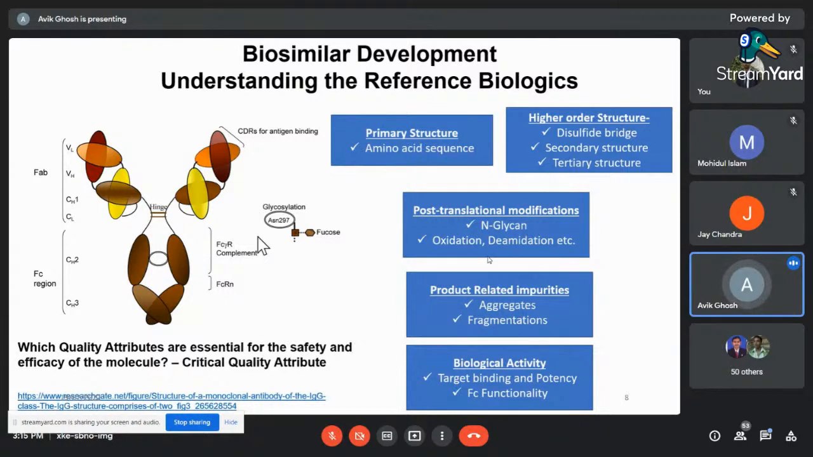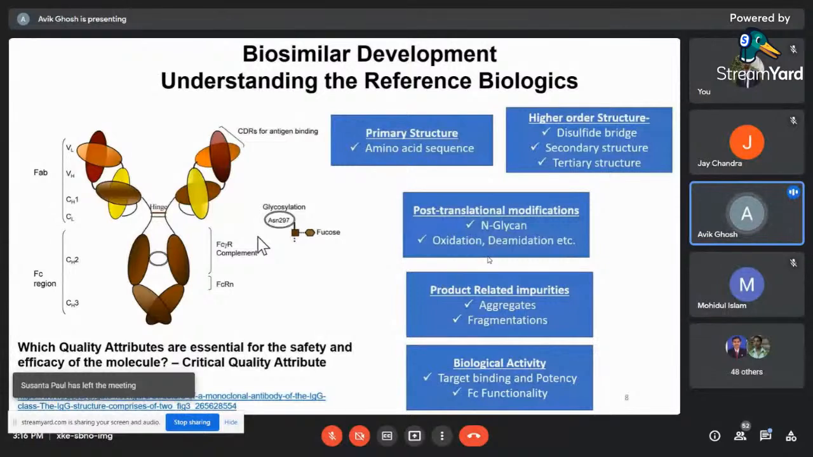It has a Fab region, which binds to the target, and the Fc region. The Fab region contains the complementary determining regions, or CDRs, that bind to the antigen. The Fc region might also have some functionality for some products. I'll show one example during the case studies today. Also, generally with mAbs there is glycosylation, a carbohydrate structure that gets attached to the mAb around the Fc region, which is also sometimes important for its function.